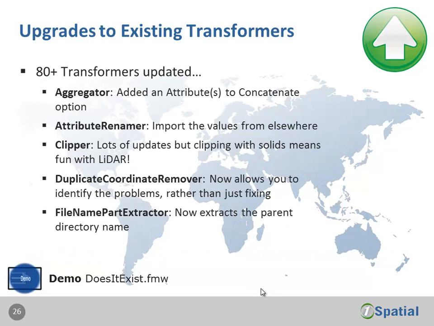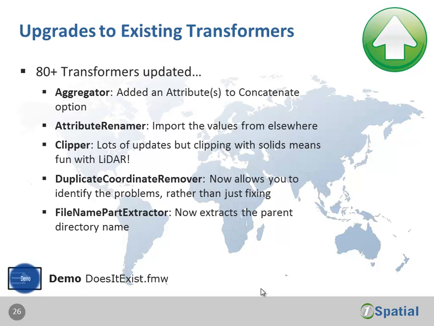Let's focus our attention in the closing minutes on looking at upgrades to existing transformers. More than 80 of them have been updated. The aggregator gives you the ability to go and concatenate features when you aggregate them together, so you can concatenate attributes. You can import values from a spreadsheet for your attribute renamer if you want to store attribute names in a spreadsheet or a different location.